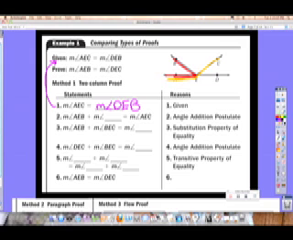Perfect, BEC is what we're missing. So right here, let's just fill it in. If we add those two together, we'll get the big angle AEC.